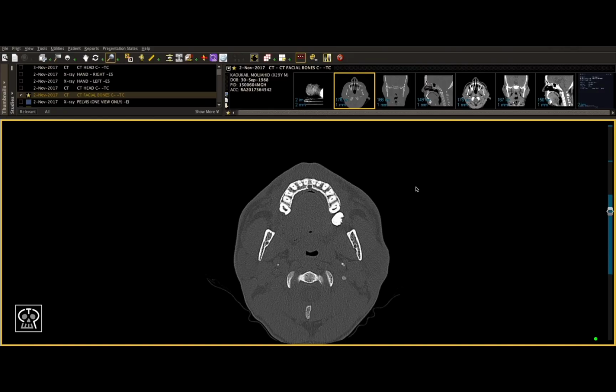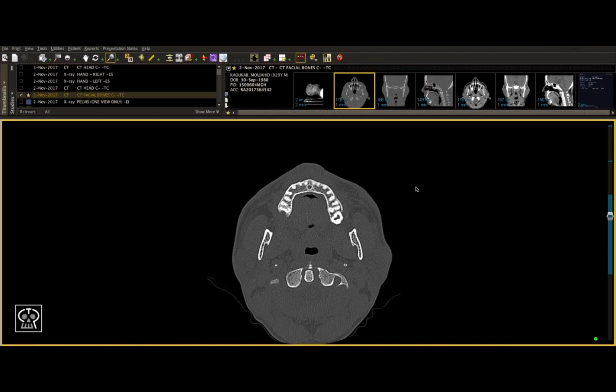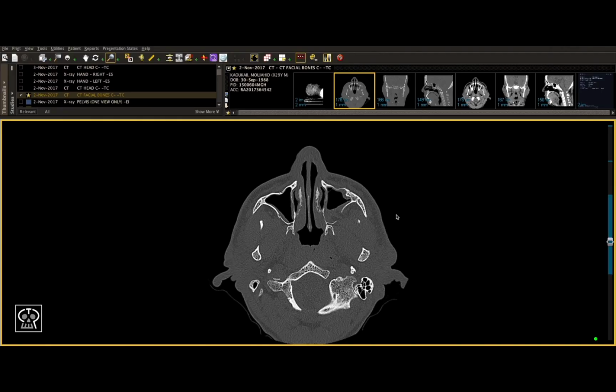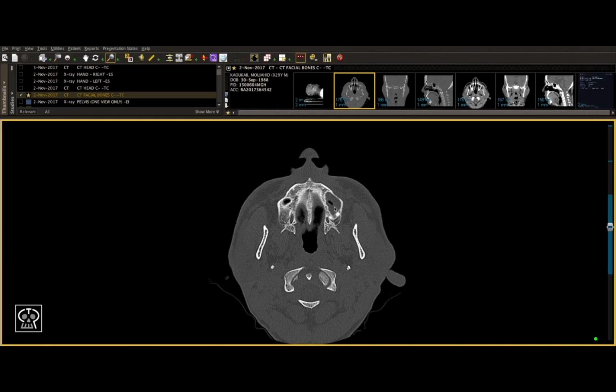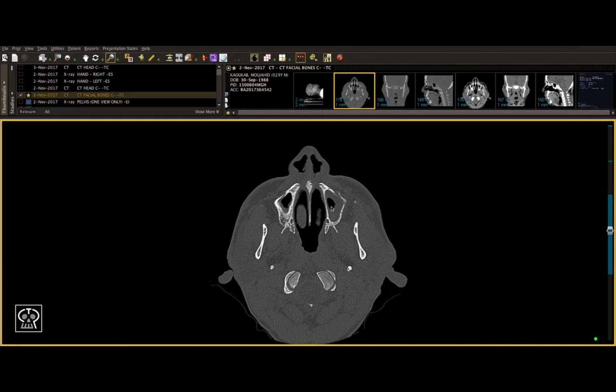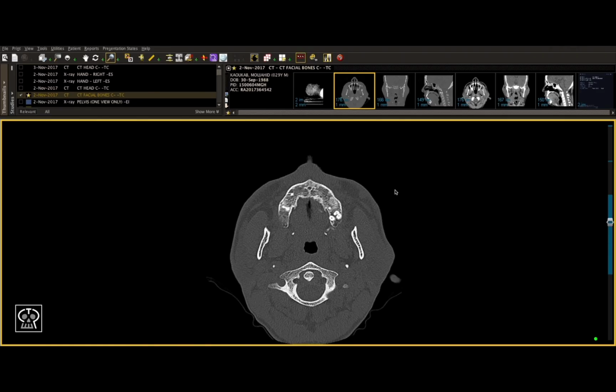Our next example will show some maxillary sinus wall fractures. Right away on this scan, you can see on the left side, there's some radiopaque material within the sinus. This is your first clue that there could be a fracture involving the left maxillary sinus.